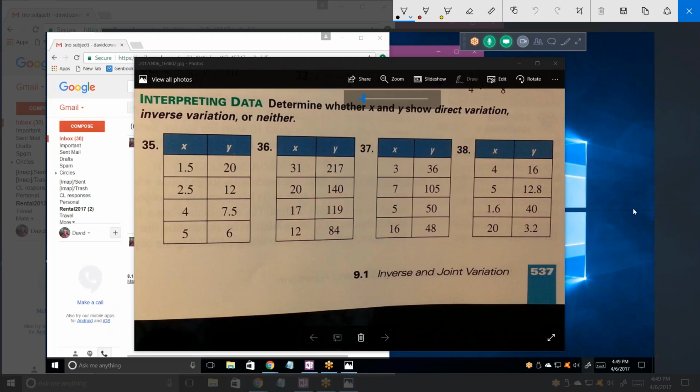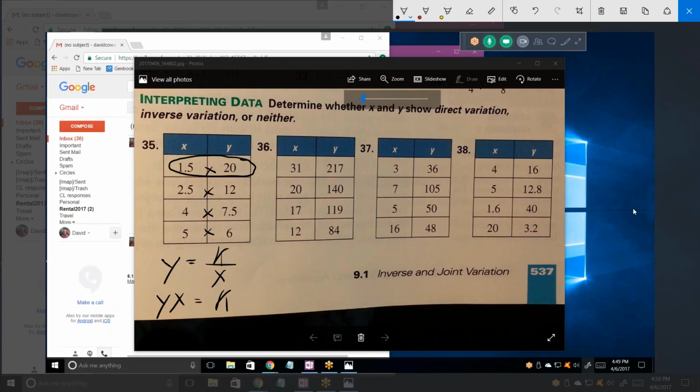Question: is it an inverse relationship? In other words, can I say y is equal to some k over x? Well, if it is, then k is equal to yx. And if it is an inverse relationship, k does not ever change.